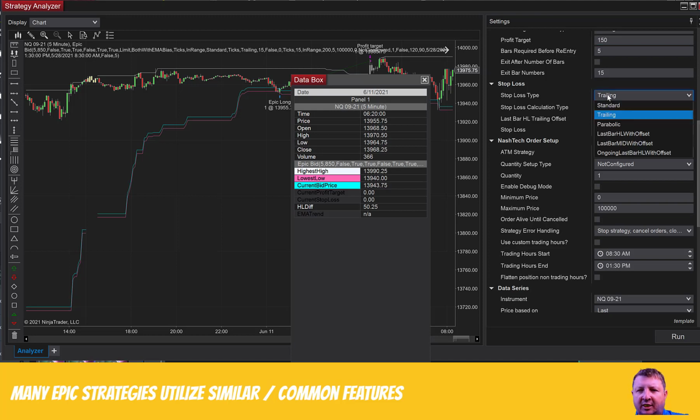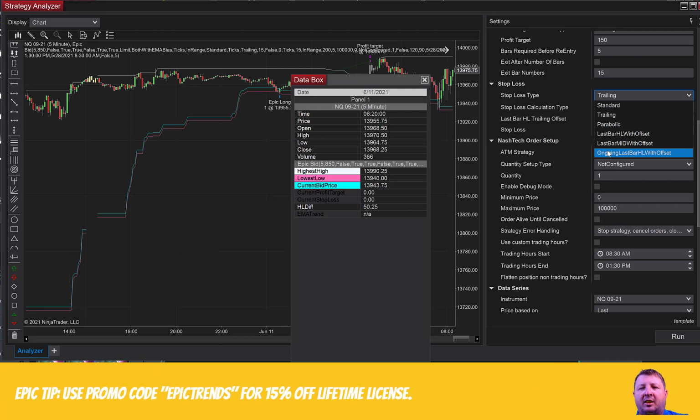Stop loss, trailing, standard, parabolic. You want to look at the NinjaTrader user guide with how that works, but that's what it's setting for. This one's kind of cool down here. All of these last bar high lows. These are used. This one here is used with a lot of close, really tight stop losses. This sets the ongoing last bar high low.